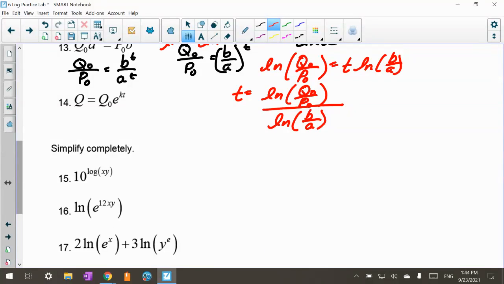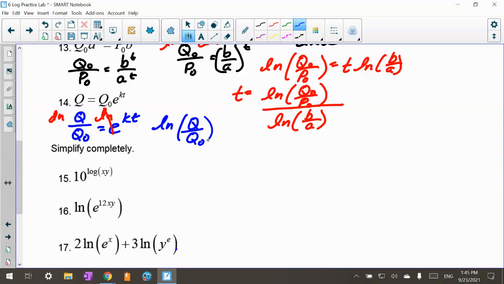All right, let's look at 14. 14, I'm solving for t. I'm going to divide by q sub 0, so I have q divided by q sub 0 equals e to the kt. Natural log both sides. So here I have the natural log of q over q sub 0 equals kt, and then I just divide by k. So I'm going to put this over here. T equals the natural log of q over q sub 0 all over k. So that just lets you know that you can do the algebra.